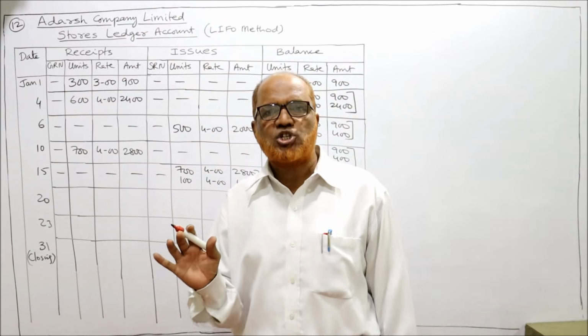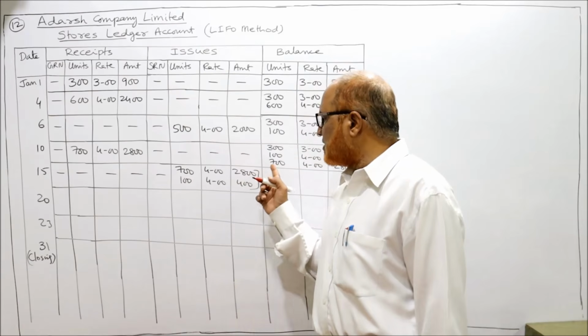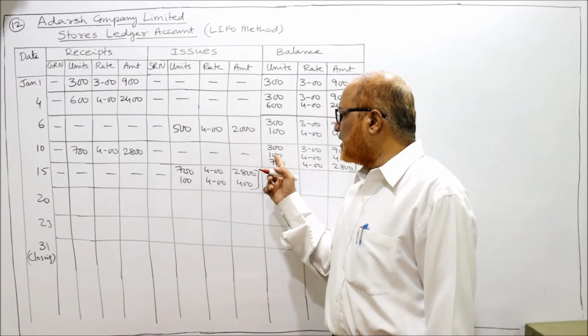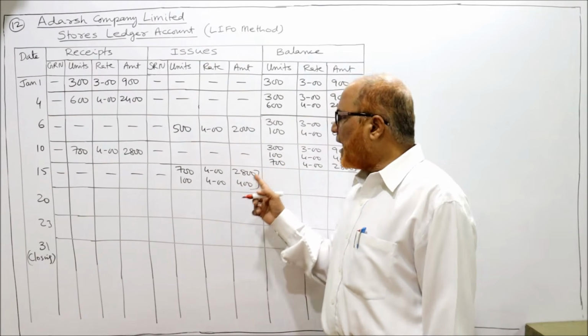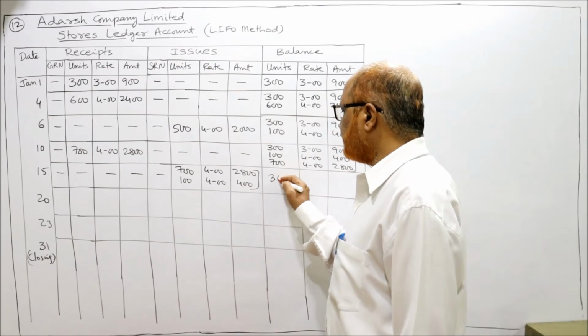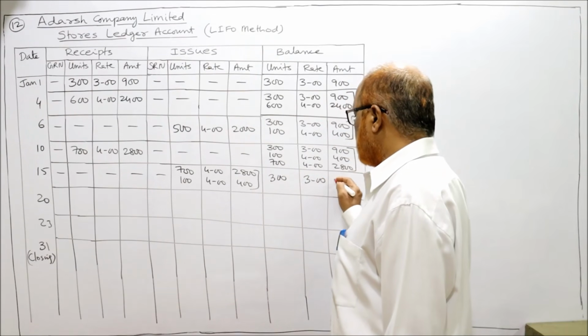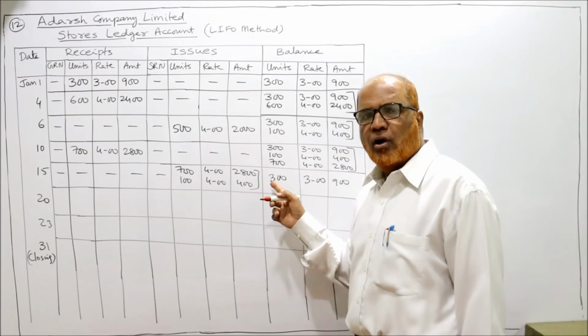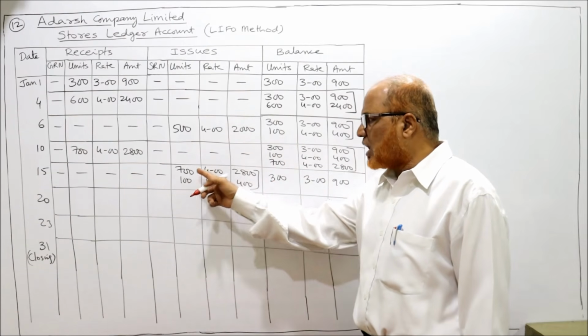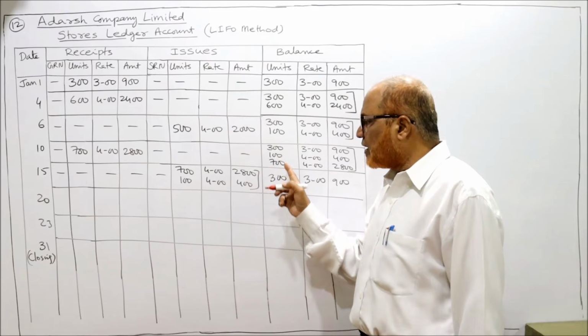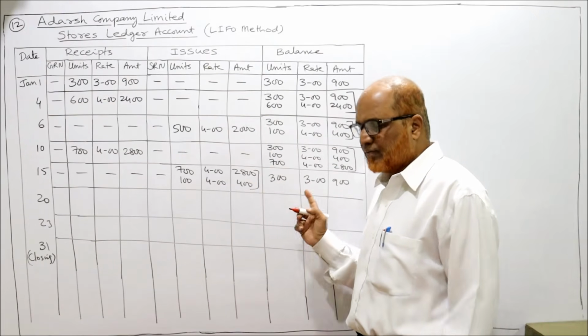So 800 units issue करना है. So the last 700 I have issued, then this 100 I have issued. So the remaining balance will be 300 at 3 rupees, 900. Out of the 3 lots, the last 2 lots are issued. The first lot remains the same, that is the balance.